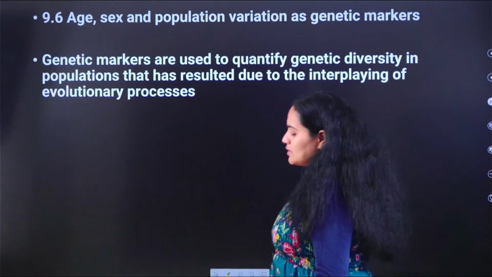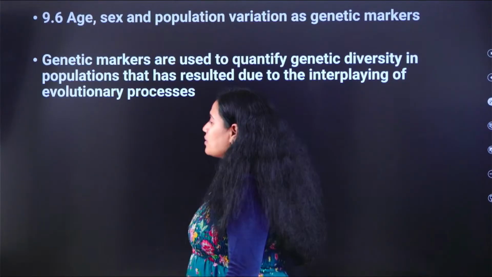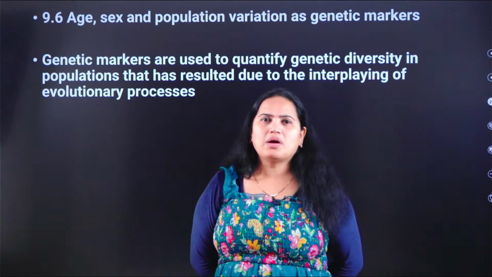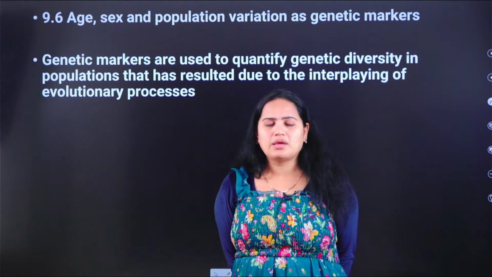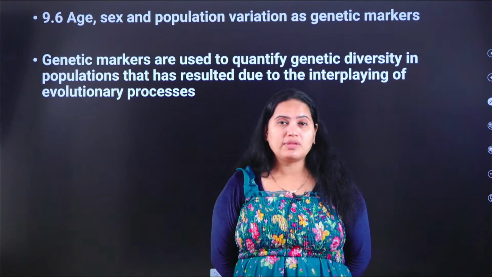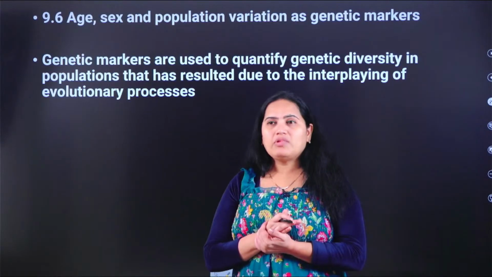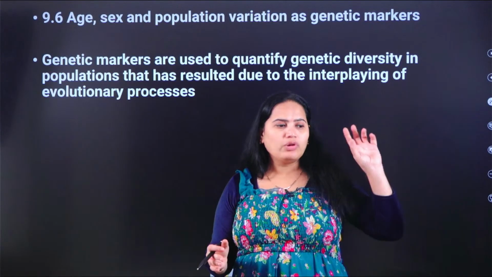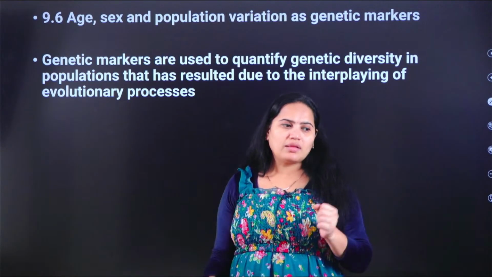And 9.6 talks about the age, sex and population variation as genetic markers. What are those genetic markers? We have so many genetic markers. I will just use only one thing, that is the ABO blood group. Okay, A blood group, B blood group, and then we see O. So these are all some genetic markers. And then we see some diseases which are prevalent in only one part of the continent, why they are not prevalent in the other part of the continent.